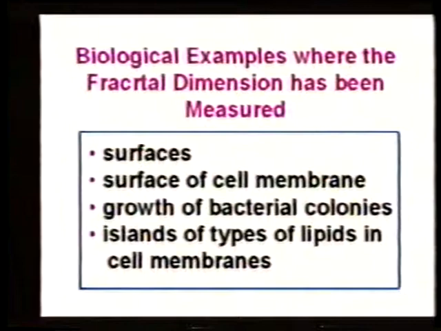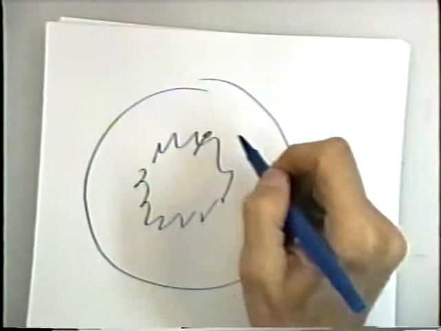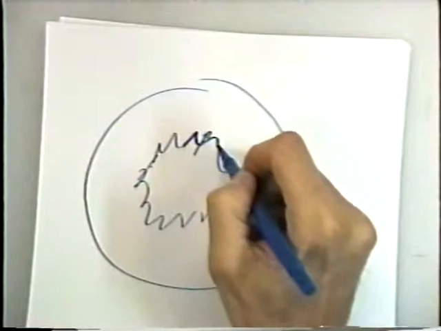Another example where it's been used are in surfaces of organs or of molecules in terms of the surface of the cell membranes, as we've seen before. Bacterial colonies don't grow with a smooth edge. They grow with a ruffled edge. So if I have bacteria growing in a dish, this is a dish, there's a ruffled edge. That represents diffusion of nutrients and wastes out of the bacterial colony. And there's a fractal dimension of this edge.